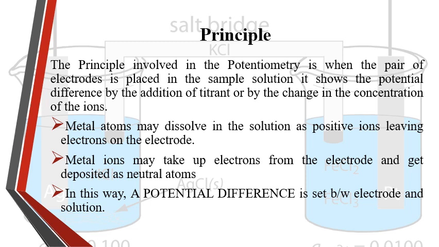The endpoint is determined by a sudden change in potential. From the endpoint determination, the concentration of the active ingredient can be measured. It is a regular titration, but instead of the indicator, we use a potentiometer. One of the principles is that it measures the change in potential.